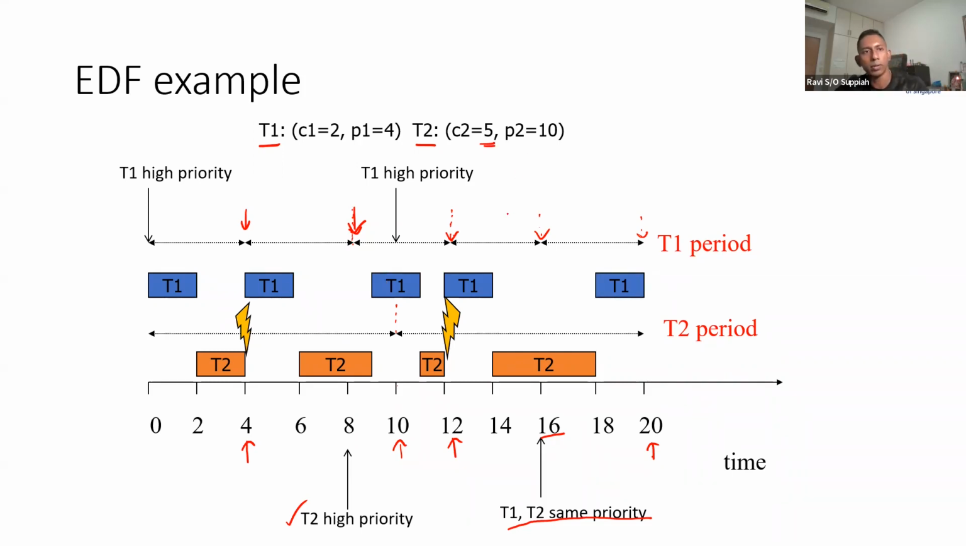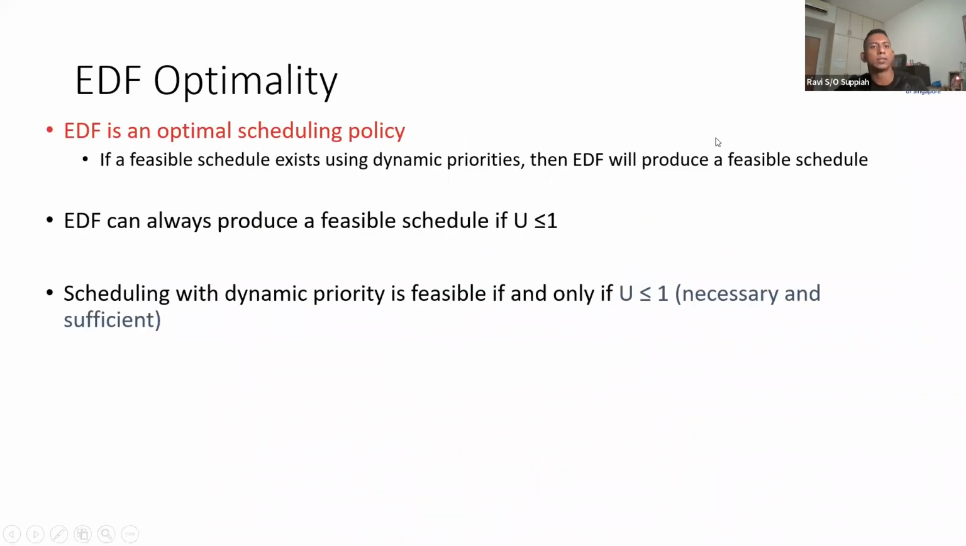So this is what we call the dynamic priority. That means the priority will keep being reassigned based on which task has the earlier deadline. This scheduling algorithm is called an optimal scheduling policy.